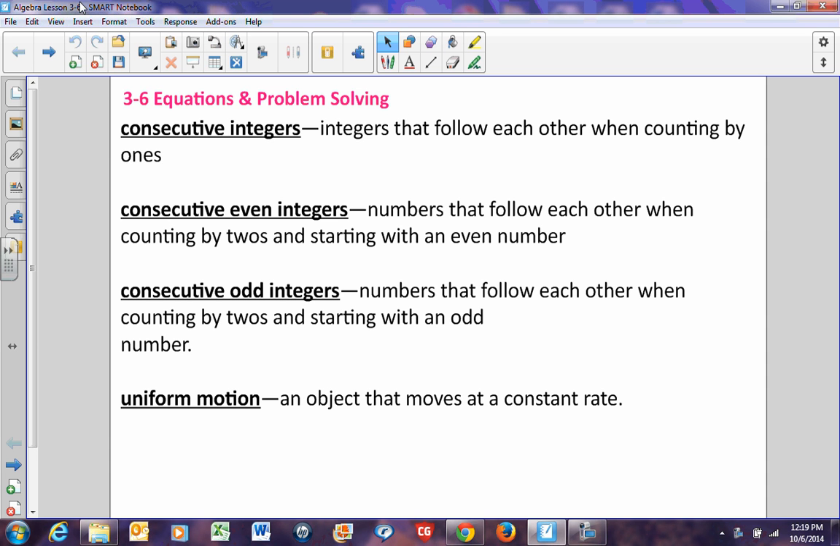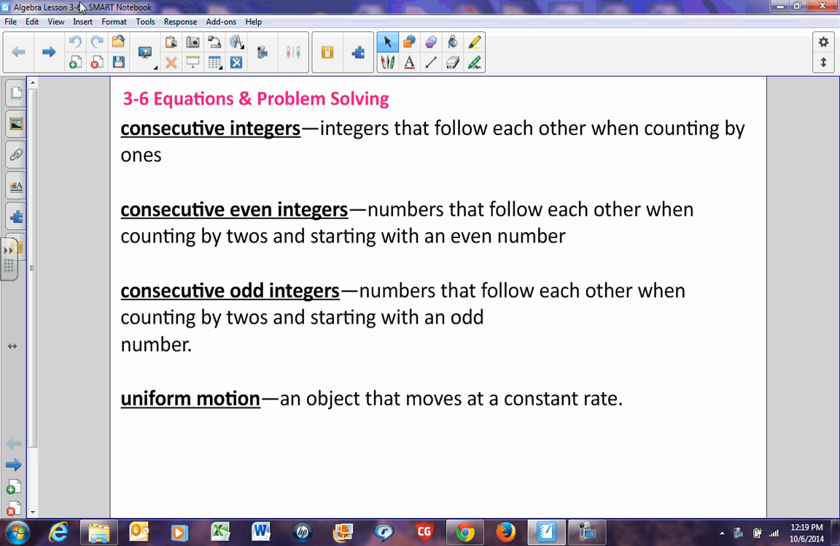This is lesson 3-6, equations and problem solving. Most of this lesson deals with lots and lots of word problems, and I'm going to show you various different methods on how to solve them. It's very important that you understand the vocabulary behind them, so make sure you take careful time to digest the vocabulary as we go through it.